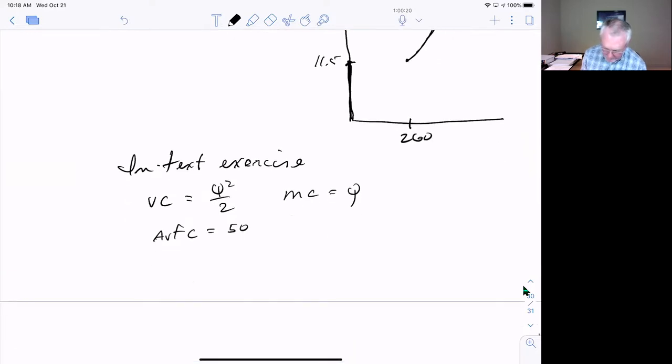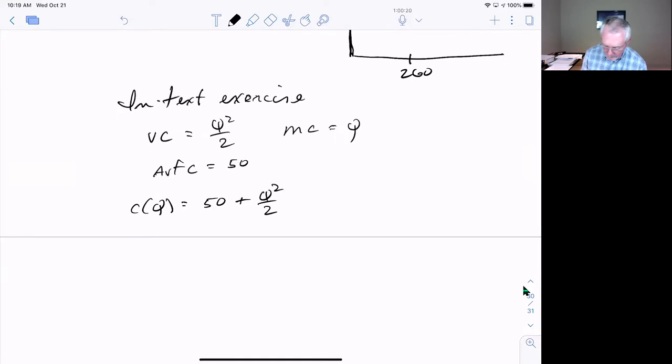So what is Dan's cost function going to be composed of? It's going to be composed of the 50 avoidable fixed cost plus the variable cost Q squared over 2. Now, these are all avoidable since that 50 is avoidable. I need to treat it as such, and so I would get an average avoidable cost of 50 over Q plus Q squared over 2 over Q, which is just Q over 2.